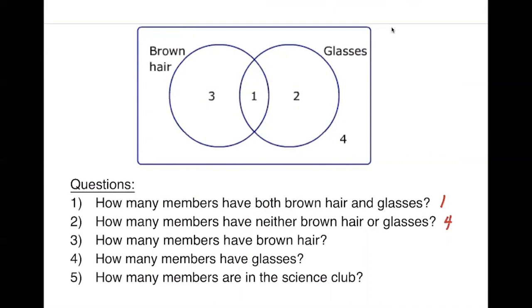How many members have got brown hair? Well, here, brown hair is this. So it's 3 add 1. So 4 people have brown hair. How many members have glasses? It's 2 add 1. So that makes 3. How many members are in the science club? So that's how many people are there all together in this set. I didn't introduce it, but just so you know, it's 3 add 1, add 2, add 4. So we should get 9.